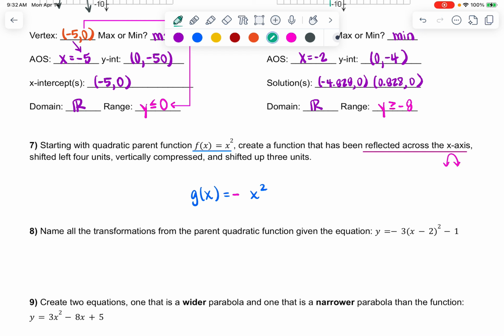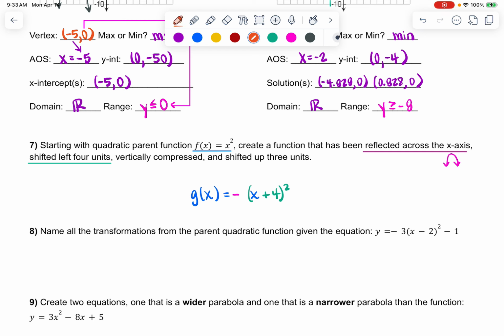All right, next up, it's being shifted left 4 units. Okay, left is a horizontal movement, so that left 4 needs to be trapped inside with the x. So I'm going to erase that. And left 4, so we want +4 inside with the x, because it's always the opposite number that's inside with the parentheses. So if I saw that +4, I would know to go left 4.